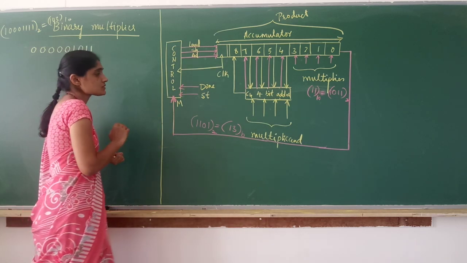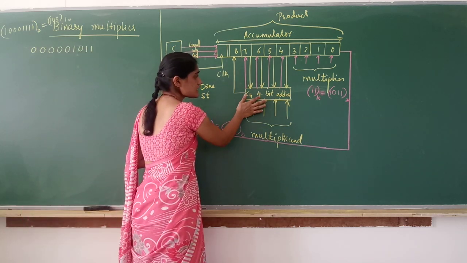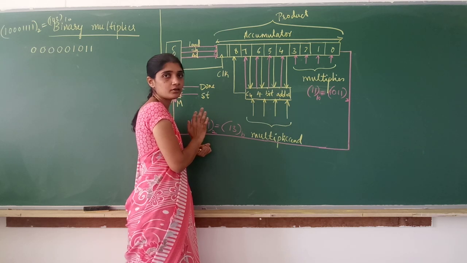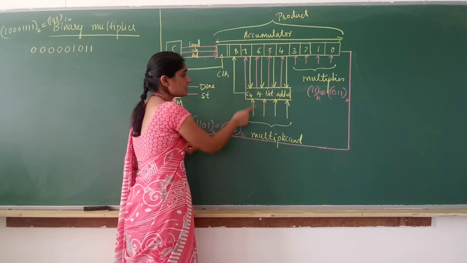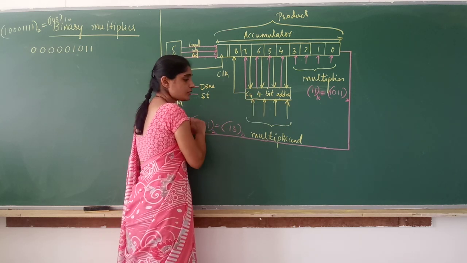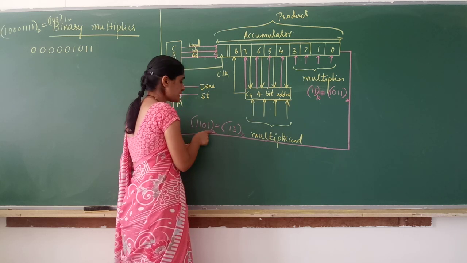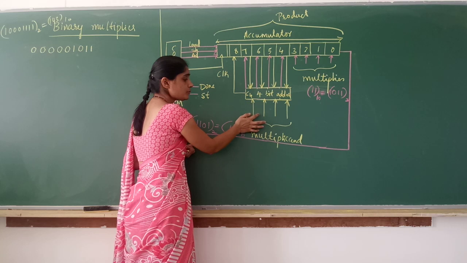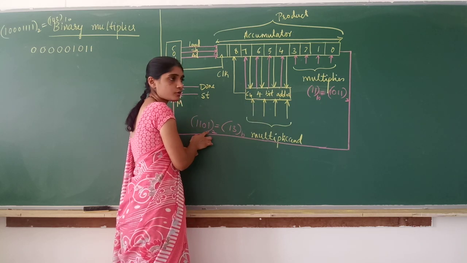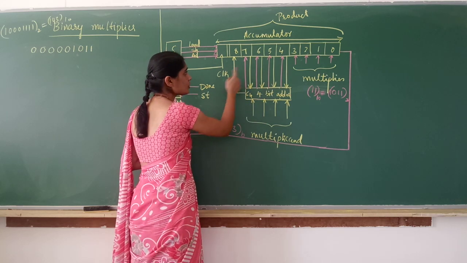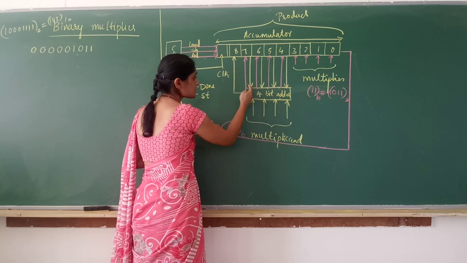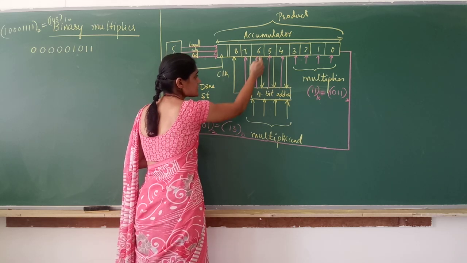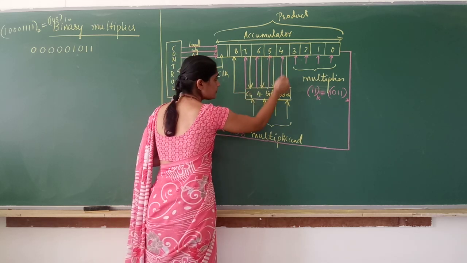Okay? So now, this is an adder, a 4-bit adder, a combinational circuit we have. For this adder, what are the inputs? One input is the multiplicand, that is 1101. Always for this 4-bit adder, one input is the multiplicand, that is 1101. What is the other input? Look at the arrow mark. What is the other input? 7th bit, 6th bit, 5th bit, 4th bit.